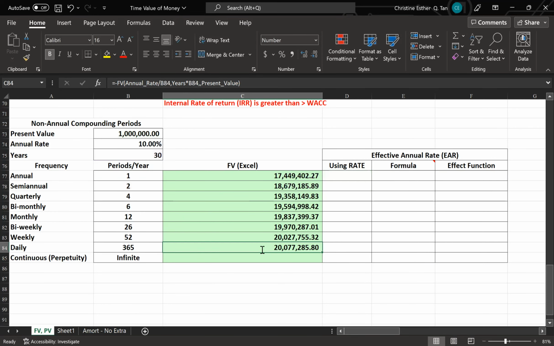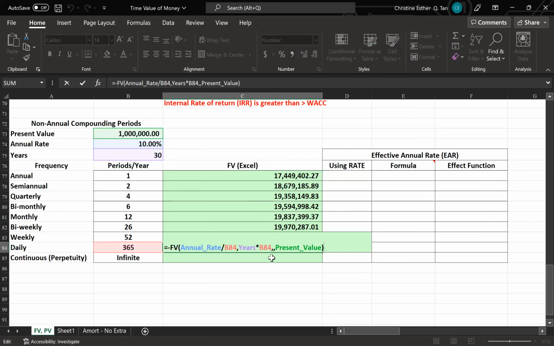And then kindly go to the last one, C84. F2 again. All right. Didn't the formula just follow? So for the rate, it's 10% divided by 365, because the compounding will be on a daily basis. And then the number of periods will be 30 times 365. Okay, so thank you so much, Christine. Okay, please enter that. All right.